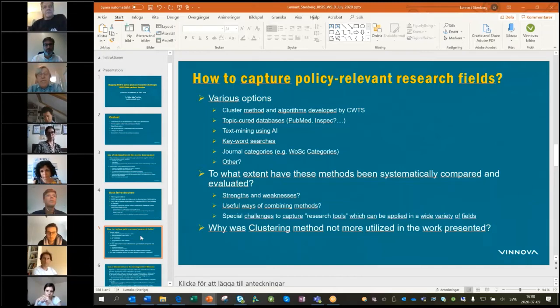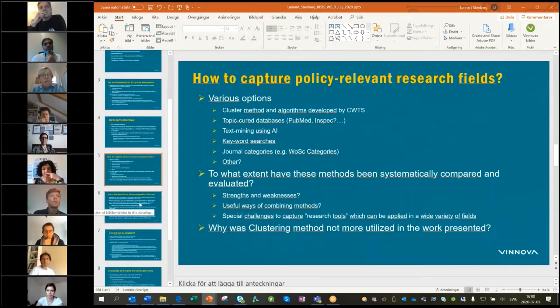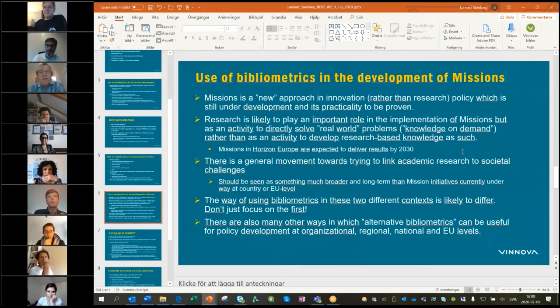So one question I have is to what extent these methods have been systematically compared and evaluated in terms of their strengths and weaknesses, and ways of combining them. I myself encounter special challenges when it comes to what I would call research tools. I was a bit surprised that there was not much more reference to the clustering method; one rather used others in some of the presentations. So I think this is an area I would like to see more of. I'm probably not familiar with all the work that's been done, but this is quite an important part of what I would call the internal workings of bibliometrics.